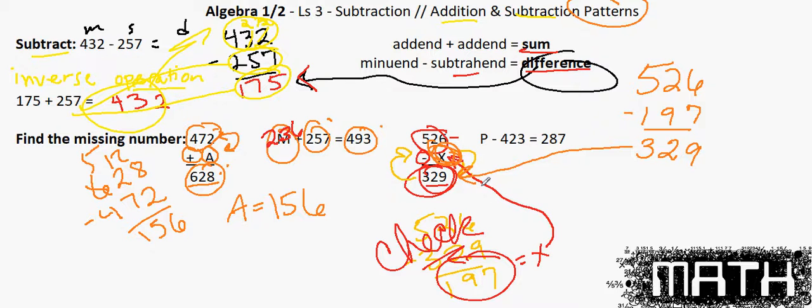3.6, top of page 13. Find the missing number. P. What is P in a subtraction problem here? Don't get fooled that it's horizontal. The P is the minuend, and we're taking away a known subtrahend to get a difference. So what is the missing minuend?